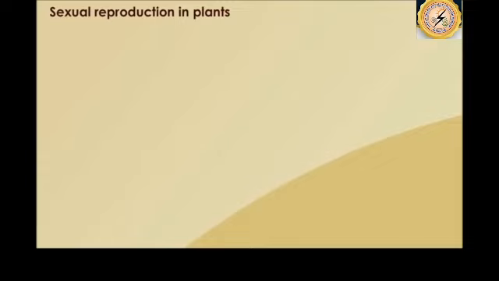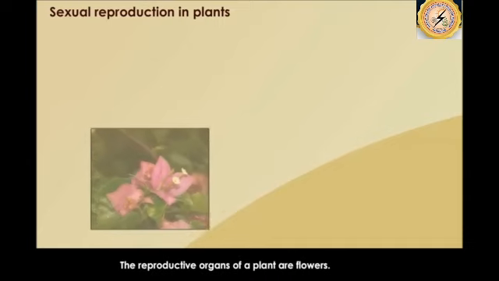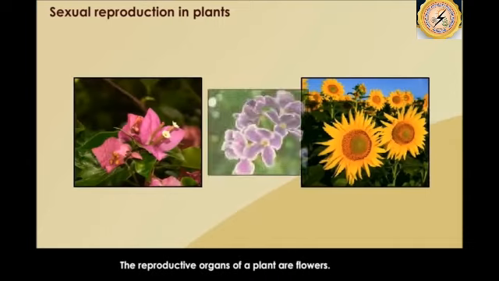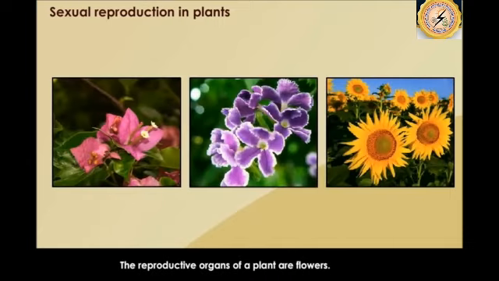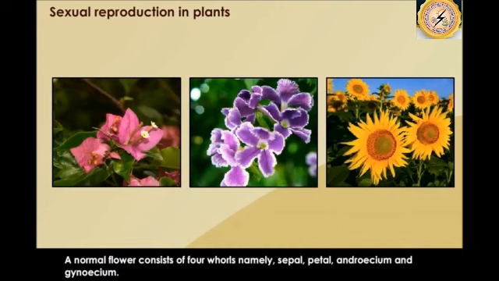Now, today our main focus of attention is the sexual reproduction in case of the flowering plants. Now, the reproductive organs of a typical plant are the flowers. So, flowers are said to be the reproductive organs of a plant.